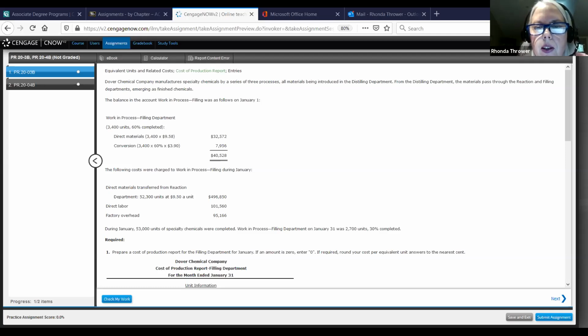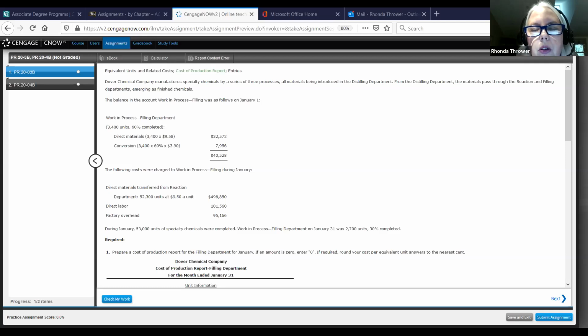Once distilling is finished with their process, they're going to send it to the reaction department. And then the reaction department, when they're through with their materials, is going to send it to the filling department. And then when the filling department is through with the materials, they're going to send those to finished goods. So again, we're a chemical company, and we're going to be sending materials through these departments.